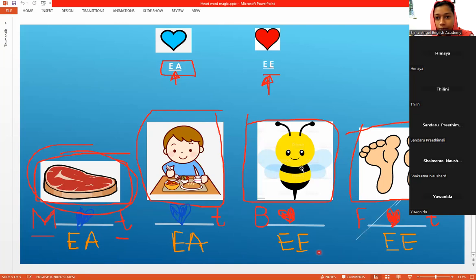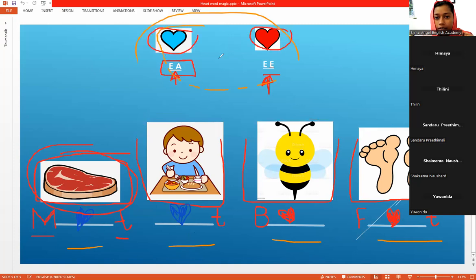Okay? So after this, you're going to erase it. Don't erase the hearts, right? Then you ask the children to write the spelling without looking at this part. When they can memorize, when they understand this blue heart is EA and the red heart is EE, that means it is in their brain. It's in their mind that blue heart means EA and the red heart means EE.